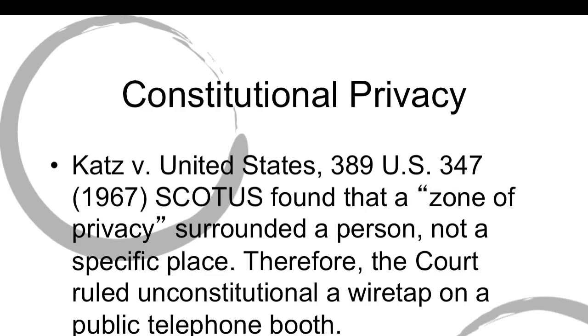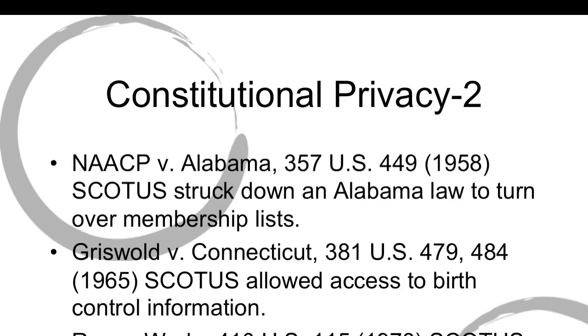Constitutional privacy. In Katz v. United States in 1967, the Supreme Court found that there's what's called a zone of privacy around a person and not a specific place. So therefore, the court ruled unconstitutional a wiretap on a public telephone booth. And so the zone of privacy was not physically that public telephone booth, but where that person was, and that the zone around that person was protected.